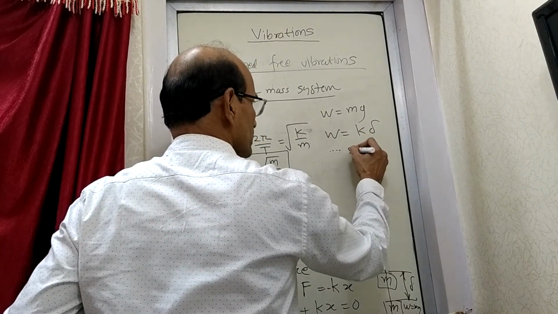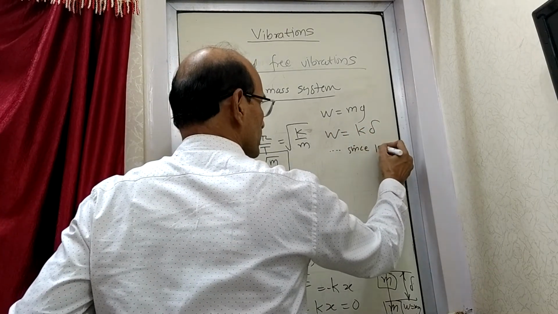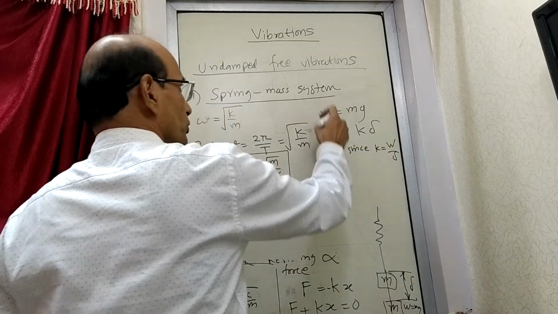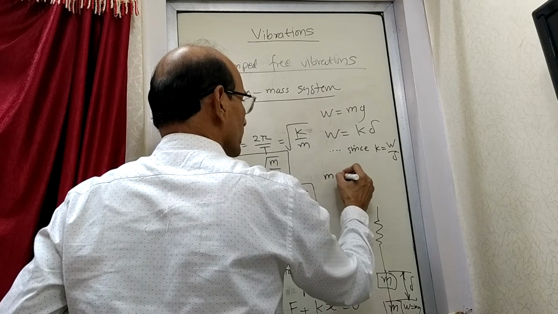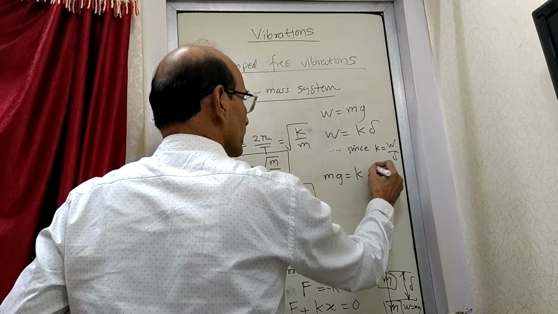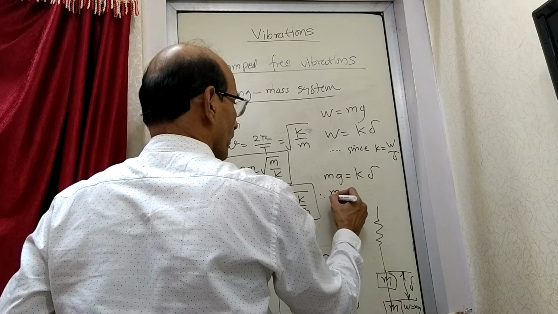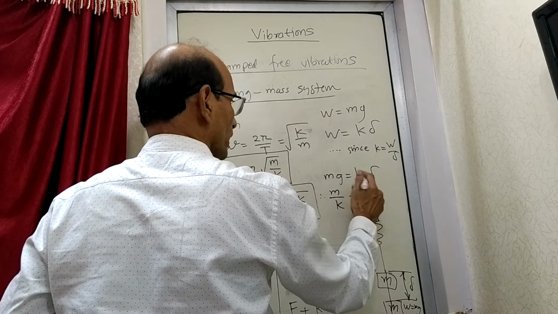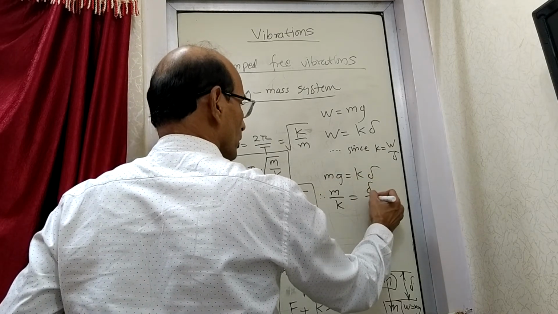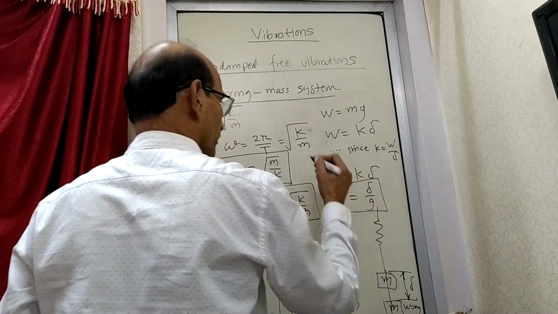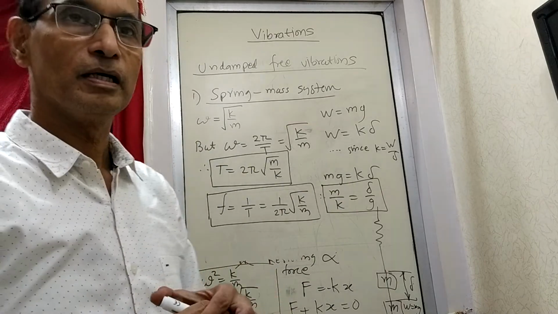I can say that since k is W upon delta, we get this. So when you equate these two, you can write mg is k delta. Therefore, m upon k, what is m upon k? Equal to delta upon g. Another equation you got. m upon k is delta upon g.